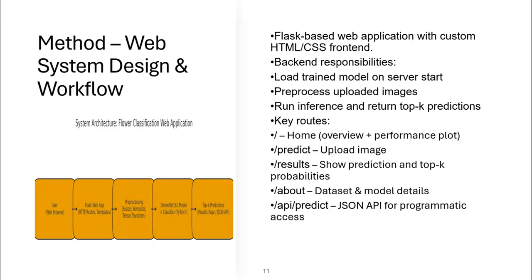The backend loads the trained DenseNet model once at startup, handles file uploads, applies the same preprocessing pipeline used during training, and runs inference to get the top-K predictions. The system exposes several routes: home, overview and performance plots, and predict, where users upload an image and get a result page showing the image plus the predicted species and probability.